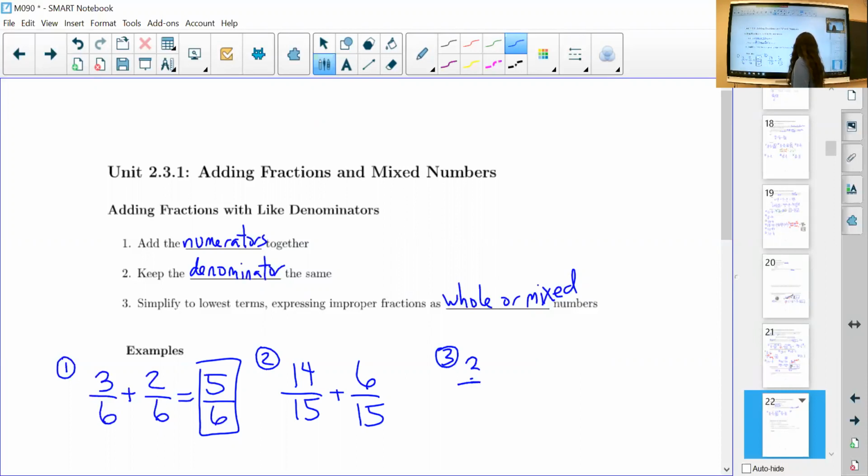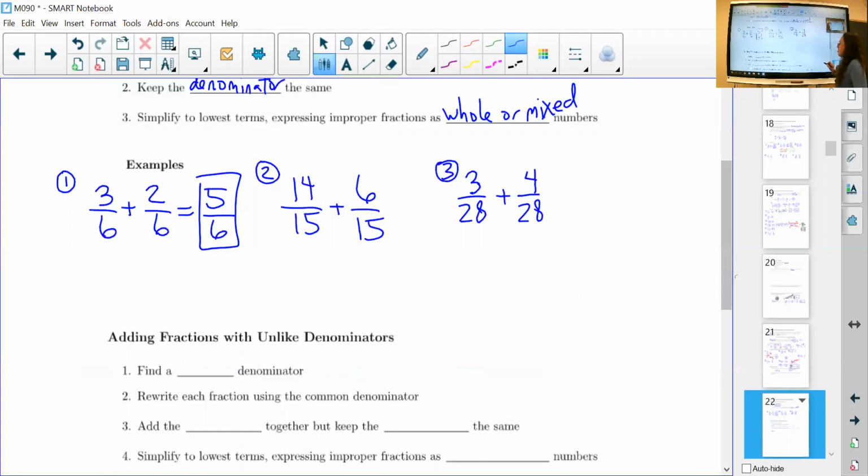We have 3/28 plus 4/28. Again, 4/28 can be reduced, but I don't want to here. This is already set up perfectly for me. So add them up, see if you can simplify, and you're done.